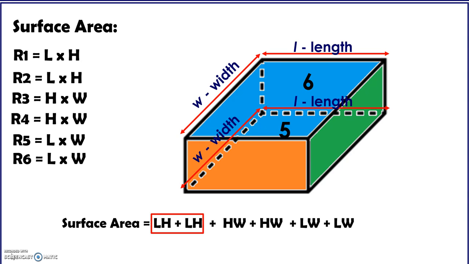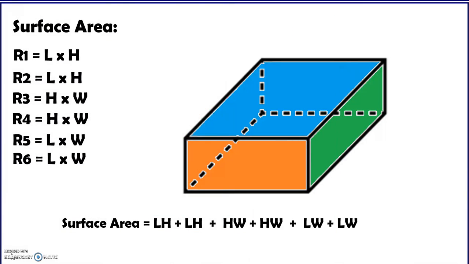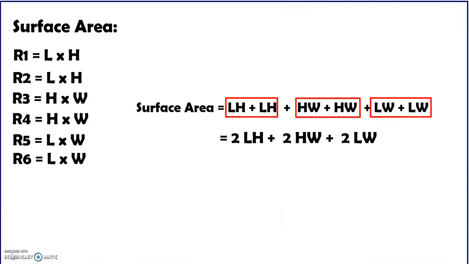Now, look at each group. It will be 2 length times height, 2 height times width, and 2 length times width. So, for a cuboid with length, height, and width as dimensions, surface area will be equal to 2 length times height, 2 height times width, and 2 length times width. We observe that 2 is the common factor to all the terms. We can write the formula as 2 multiplied by the quantity length times height plus height times width plus length times width. That's how simple the concept of a surface area is. We just need to look at the area of each individual surface, and we add them all together.